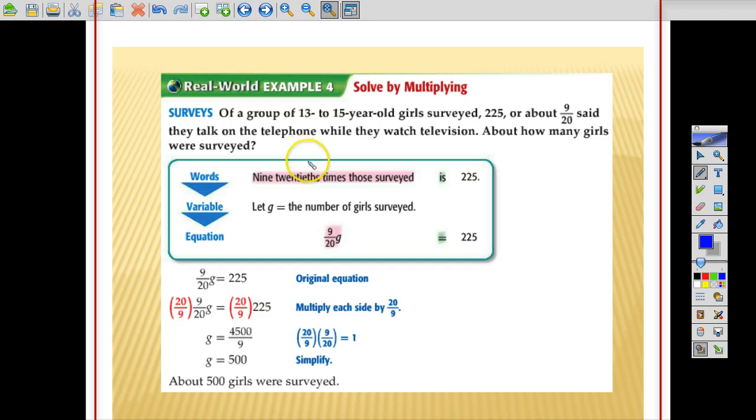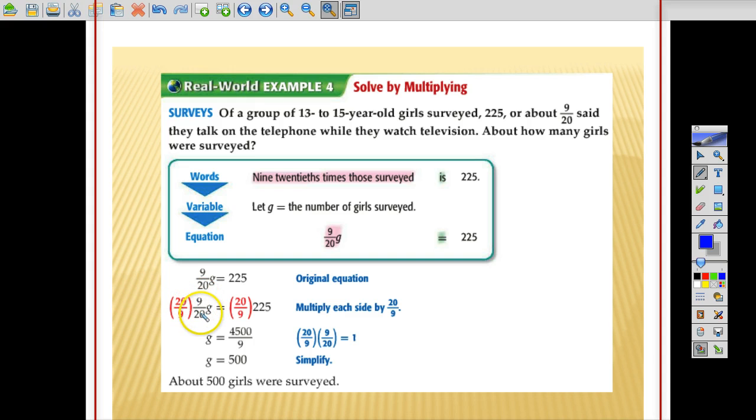Okay, so 9/20ths times who was surveyed is 225. We don't know how many were surveyed, but here they put G for the number of girls surveyed. So 9 over 20 times G equals 225. In order to isolate G by itself, you need to get rid of the 9 over 20. So you can get rid of 9/20 by multiplying each side by the reciprocal.